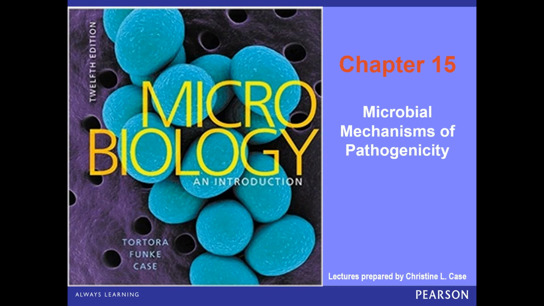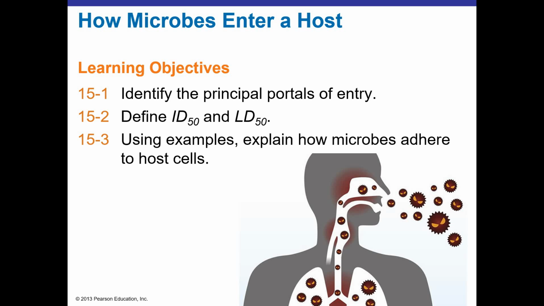Chapter 15, Microbial Mechanisms of Pathogenicity. In this chapter, we're going to look at how microbes enter the host and adhere and then actually cause disease. So one of the prerequisites for causing infection, obviously, is being able to gain access and being able to hold on to then cause the disease.